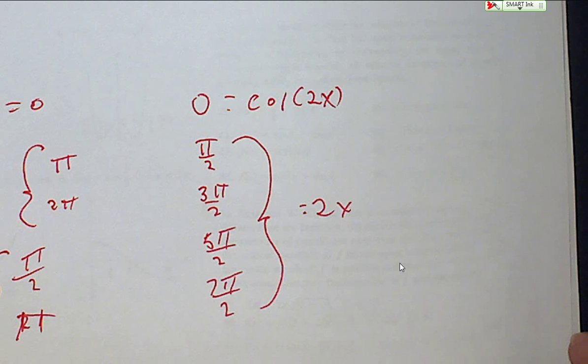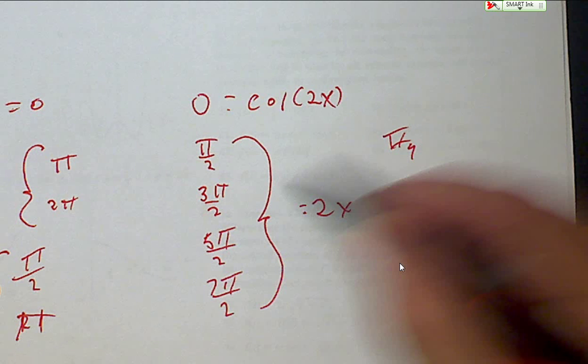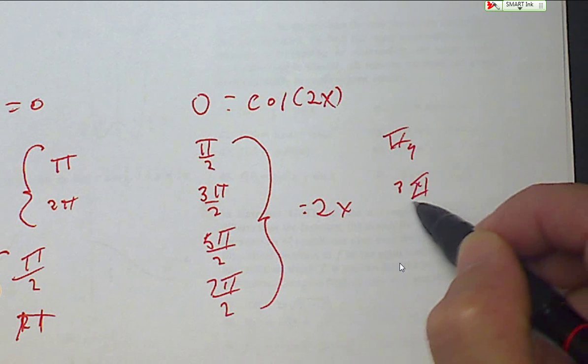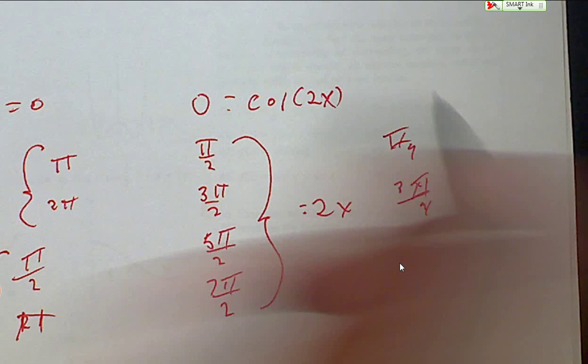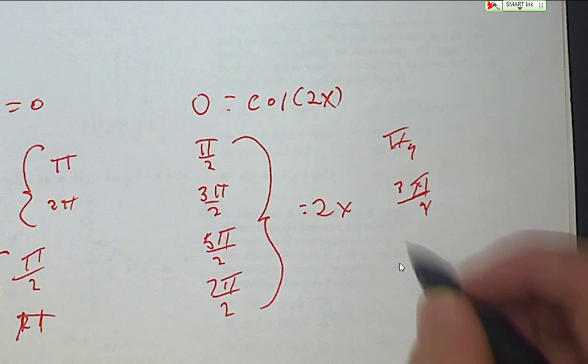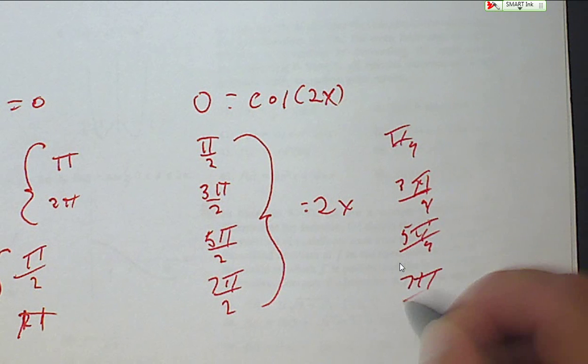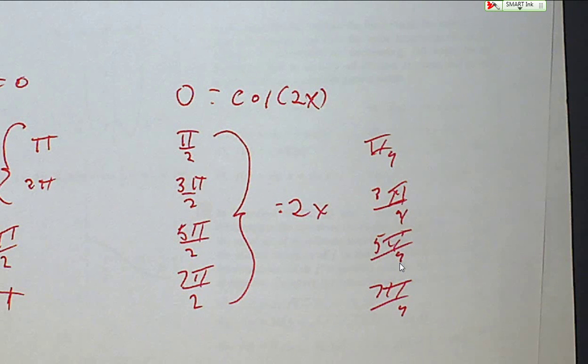So that'd be pi over 4, 3 pi over 4, 5 pi over 4, is that correct? Yes. Okay, 5 pi over 4, and 7 pi over 4 will be your 4 zeros for cosine.